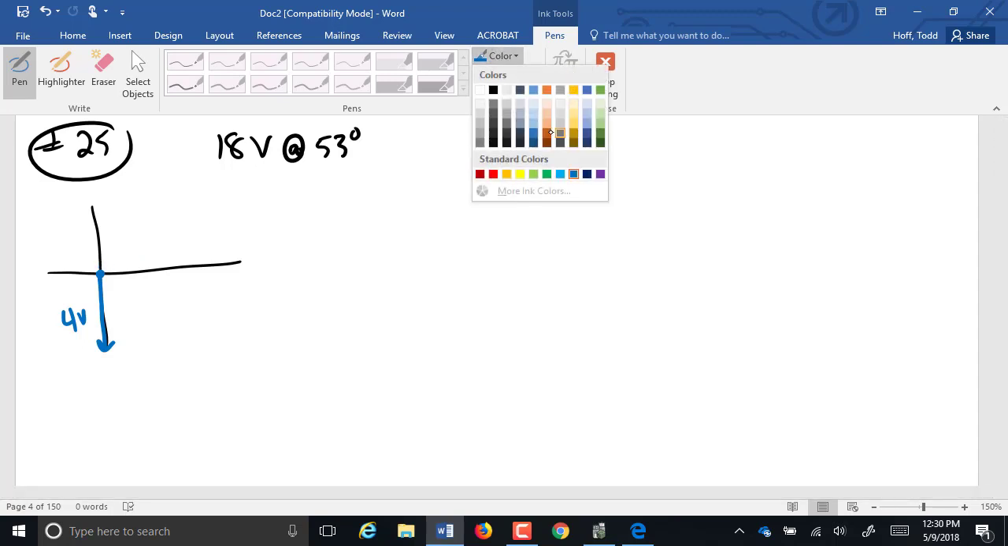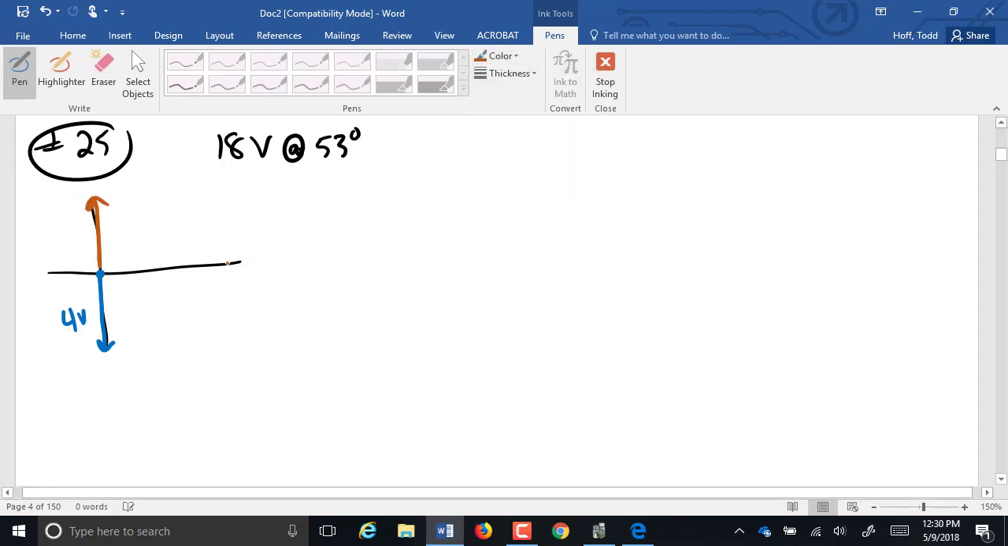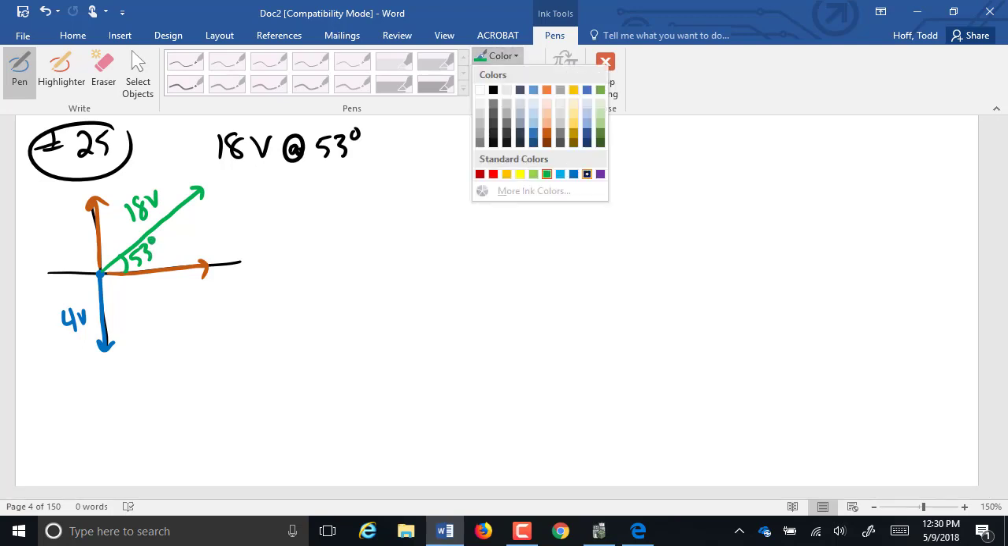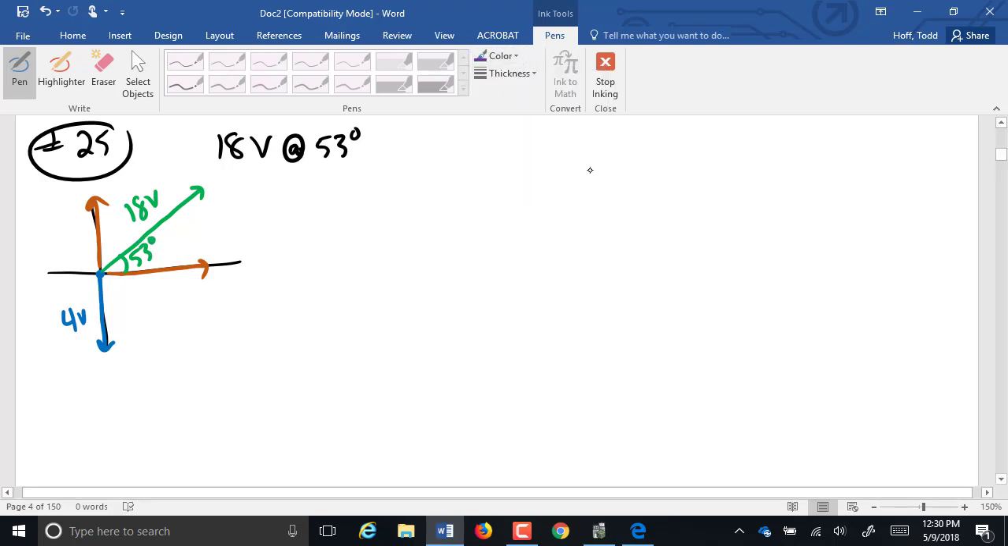VL, we need to find, would go this way. And VR would go this way. We need to end up at 18 volts at 53 degrees. So what we need to do is find the horizontal and vertical components of this. The horizontal component would be right here.